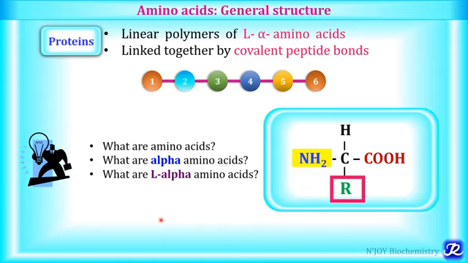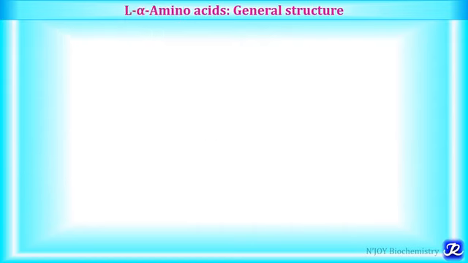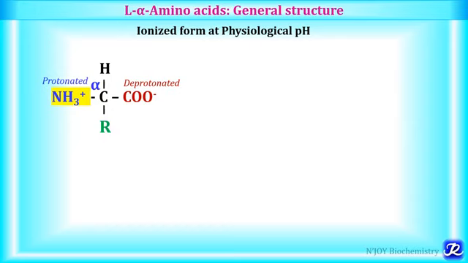Now we will understand what is meant by L-alpha amino acids. Amino acids usually exist in the ionic state in the body. This is the structure of amino acid at physiological pH. The amino group is in the protonated state and the carboxylic group is in the deprotonated state. This is the alpha carbon atom which is attached to four different groups. One is the amino group, second the carboxylic group, third is the hydrogen atom and fourth is R, that is the side chain.